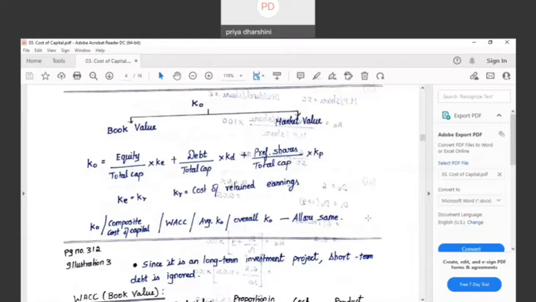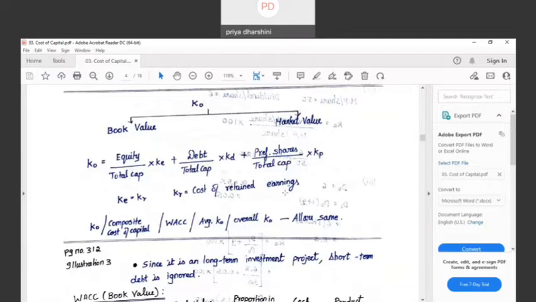Composite cost of capital, overall cost of capital, weighted average cost of capital, K naught, all mean the same. That K naught can be computed on two bases. One is book value basis or market value basis. If you are finding it on book value basis or on market value basis, how do we find overall cost of capital? I have already told it in capital structure theories.